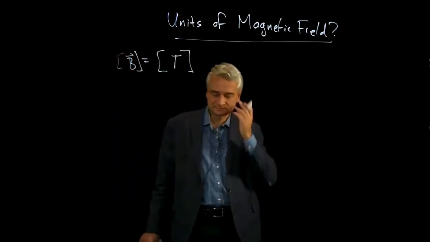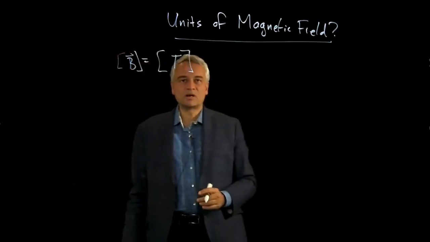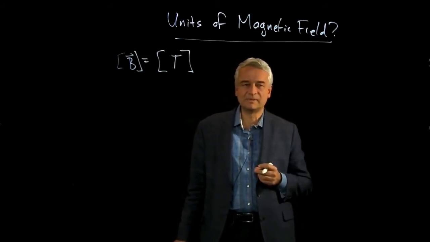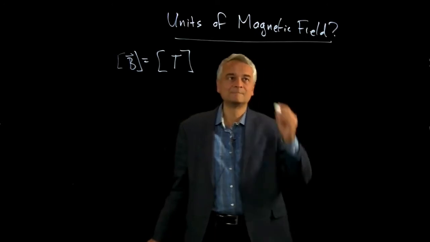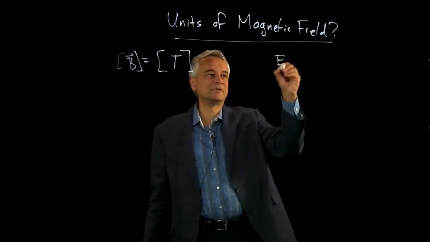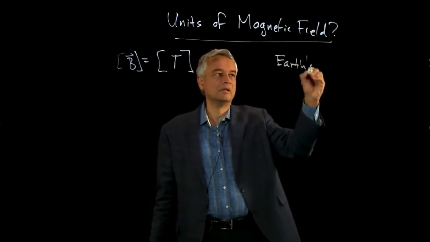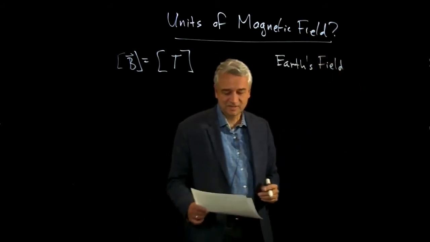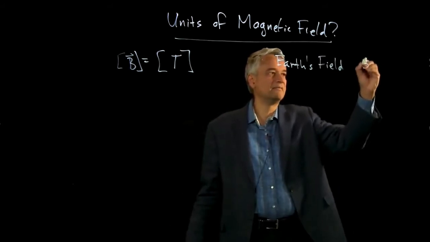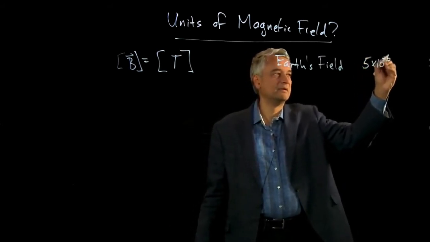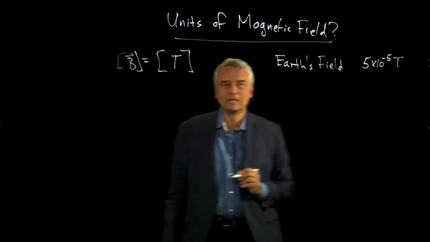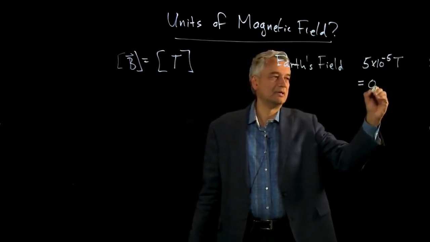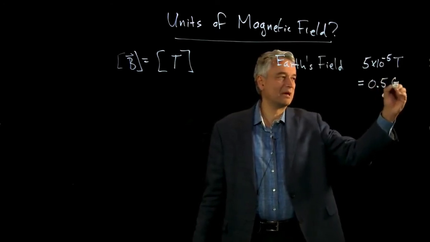How big is a Tesla? Well, let's walk our way through the size of various different magnetic fields that you might be familiar with or interested to learn about. So first of all, what about the magnetic field of the Earth? How big is that? Well, the magnetic field of the Earth is about 5 times 10 to the minus 5 Tesla, which is conventionally called 0.5 Gauss.